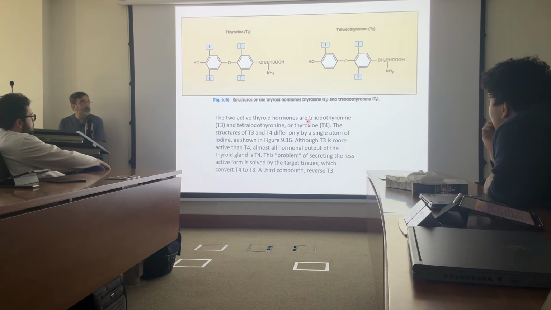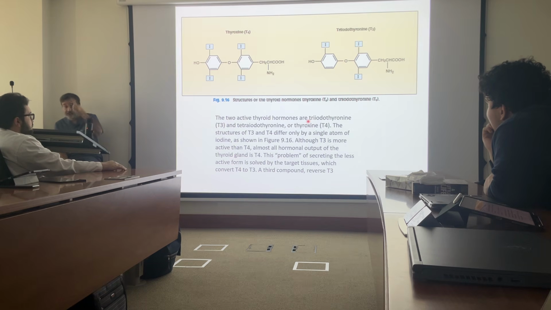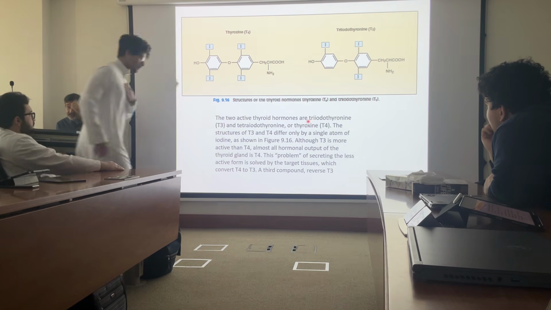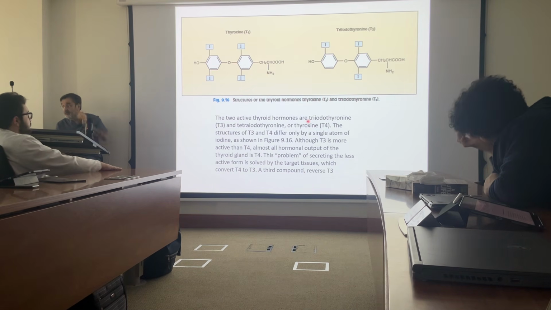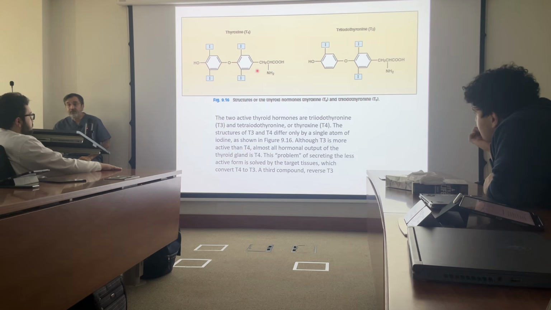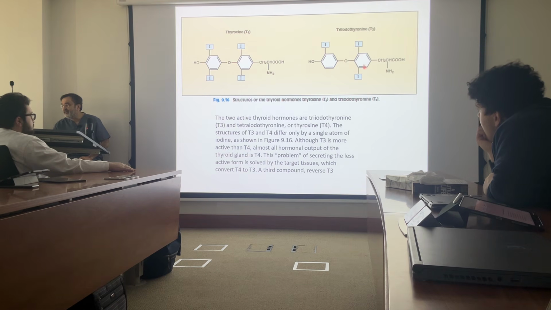Now there are two hormones which are basically secreted by the thyroid gland. One is thyroxine, and the other is triiodothyronine, or T3. This thyroxine molecule is also called tetraiodothyronine because it has 1, 2, 3, 4 atoms of iodine attached to a tyrosine molecule. A tyrosine molecule attached with 3 iodine atoms is called triiodothyronine, or T3.